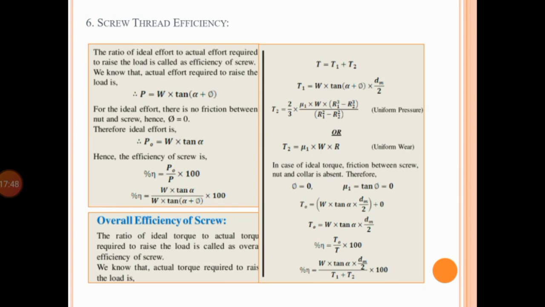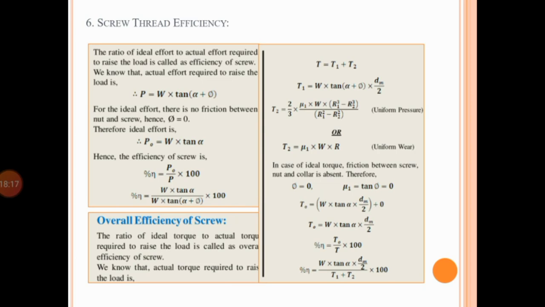In that equation you are finding that there is a frictional angle phi. So of course it is actual force required or frictional force. By taking the ratio of both of the equations, you will have the ultimate equation, efficiency equal to W tan alpha upon W tan alpha plus F. In case of without friction, consider F is equal to 0. So multiplying with 100, you will have the percentage of that screw thread efficiency.